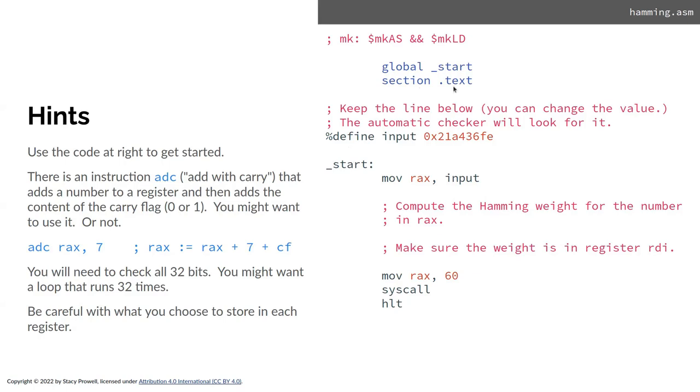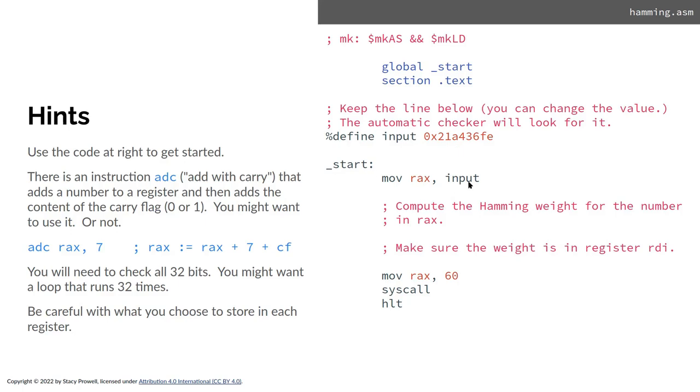And then we have a text section, which contains the program. And we'll talk about sections today, so you'll know what that's all about. We define our input value. We're going to use it down here. This is just a macro. So once the assembler runs, it looks for anywhere there's input, replaces it with this value. Just think of it as #define from C.